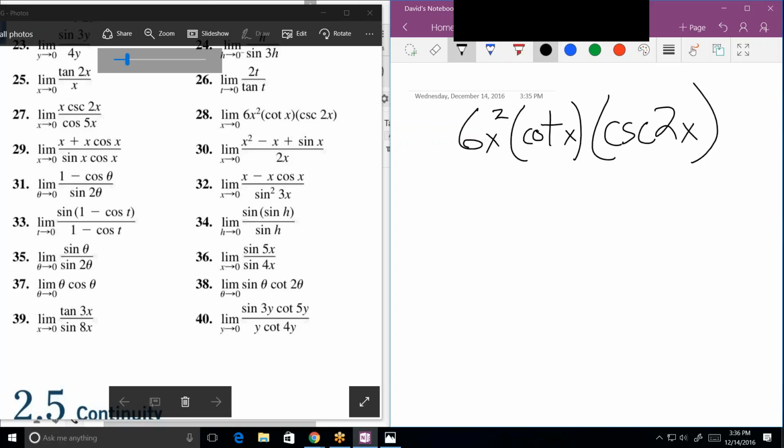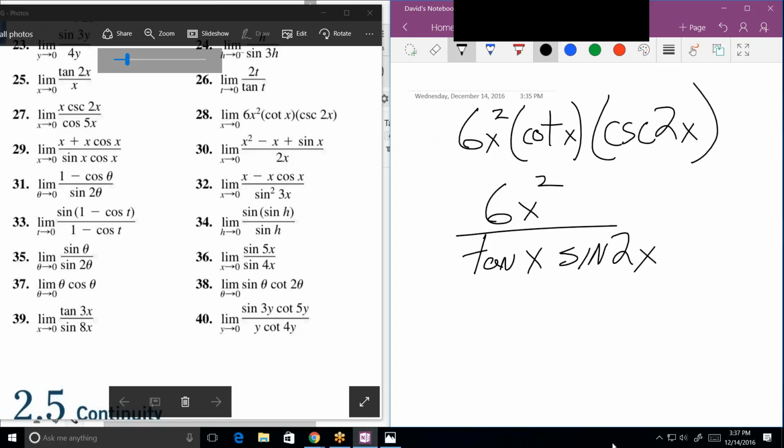Okay, so let's make cotan 1 over tan. And then let's make cosecant 1 over sine. So what I really have is 6x squared over tan of x sine of 2x. And I can take the 6x squared and write it as 6x times x. And I happen to have a fair idea of how to figure that limit. And I have a fair idea how to figure that limit. Right. You see how we're going to do it?